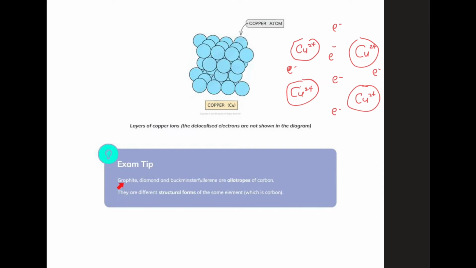Let's see the exam tips. Graphite, diamond, and Buckminster fullerenes are allotropes of carbon. This is what I mentioned just now. They are all made of carbon, but they have different structures. So this one is ball shaped, this one is tetrahedral, and this one is layer by layer.